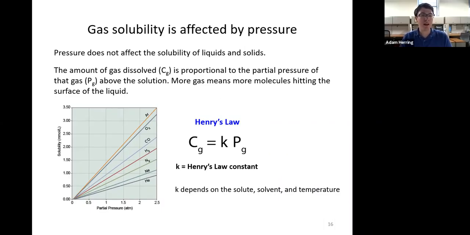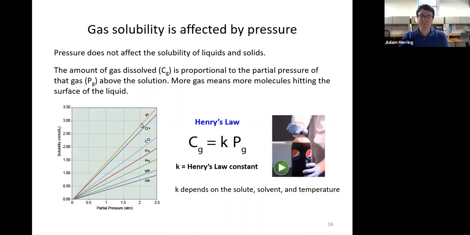The slope of that line is going to be dependent upon Henry's law constant. Notice here that the value of the solubility is a function of both pressure and, in this case, the identities of the gases. What you see there is that the heavier the gas is, in general, the more soluble it is. Heavier gases means more London dispersion forces, which means it dissolves better.